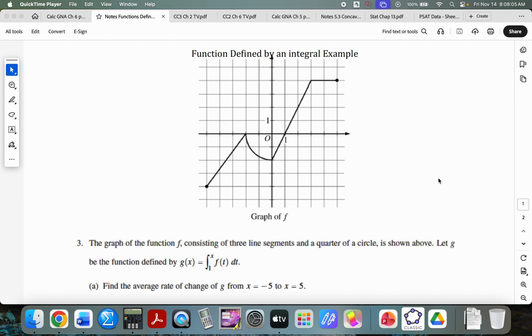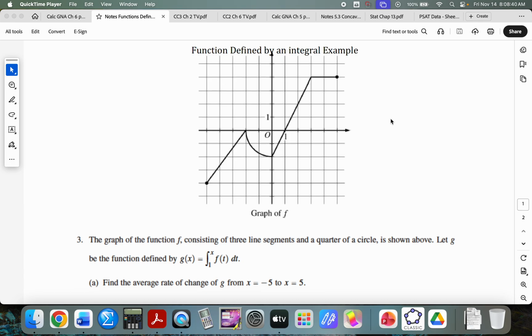So we talked a little bit about this last time. I believe at this point in the year, AB and BC are still in sort of the same place-ish, and so I get confused sometimes about which class has done what. But this is functions that are defined by an integral, and I wanted to show you another AP example.